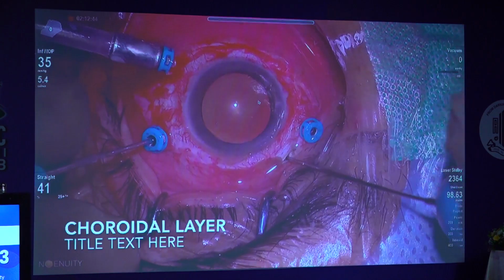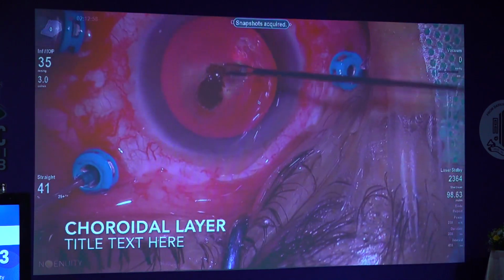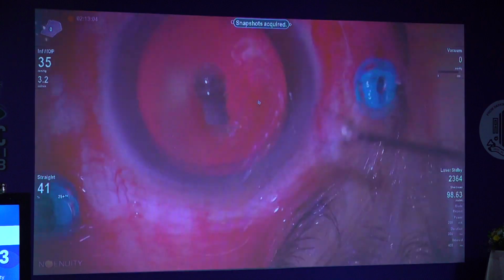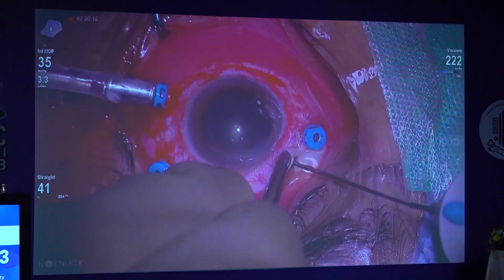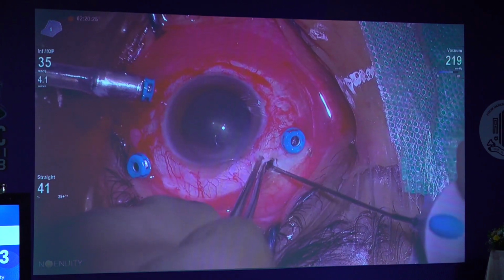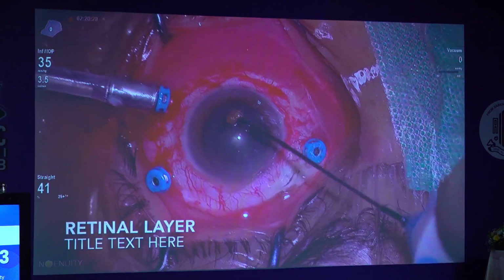Ramandeep, in this case, you decided on a retina and choroid biopsy. Absolutely, it's a retina and choroid biopsy. Indication? Because it was a retinochoroidal lesion. So this was the choroid. Now this is the retina coming there.